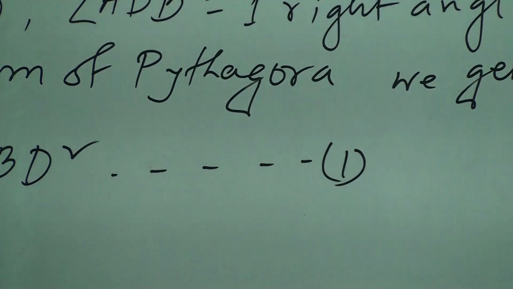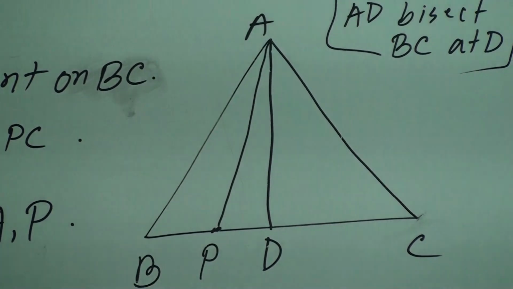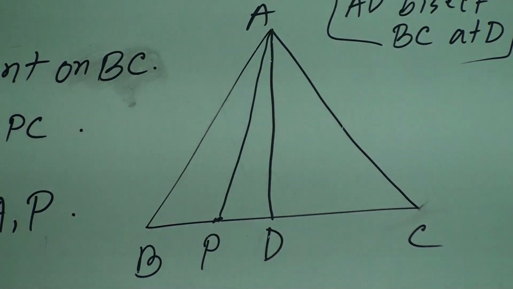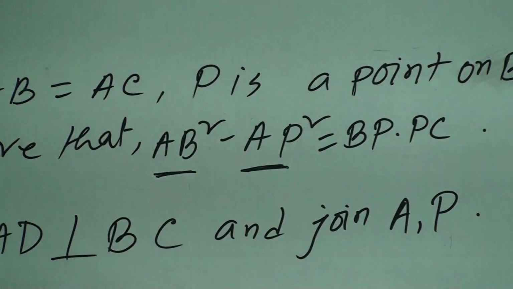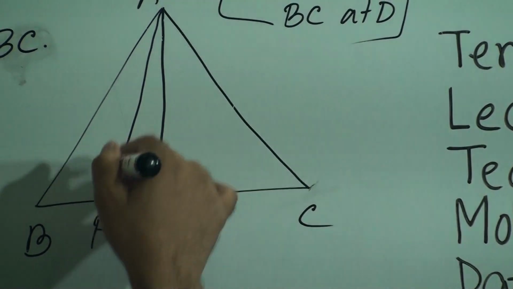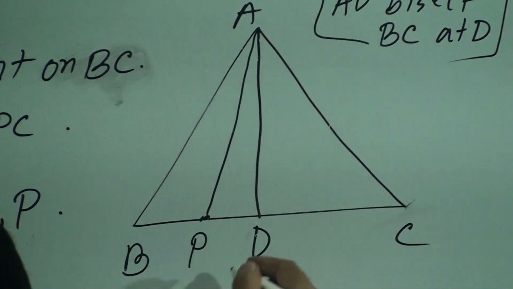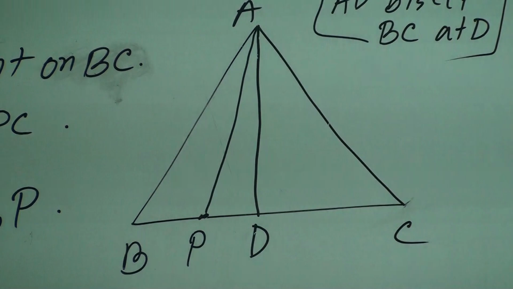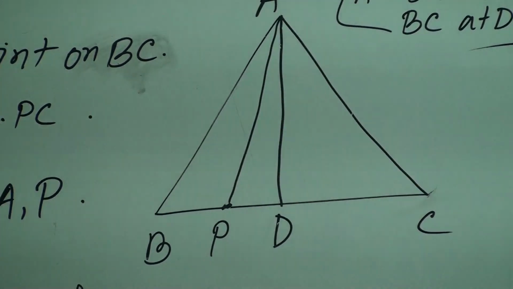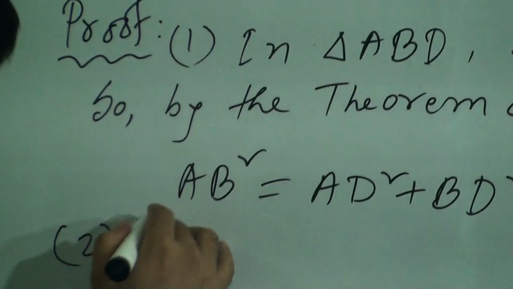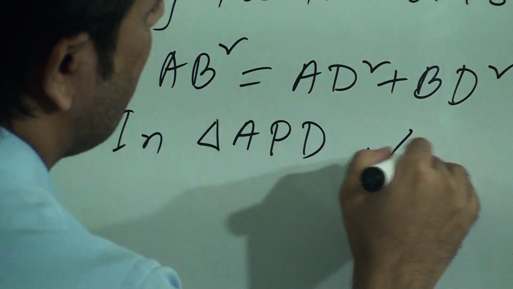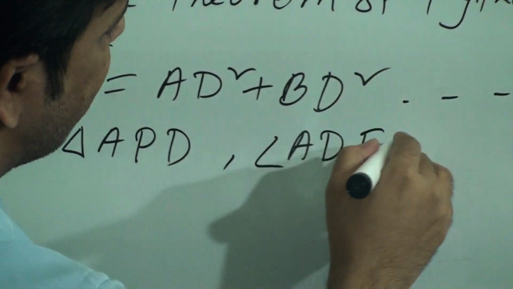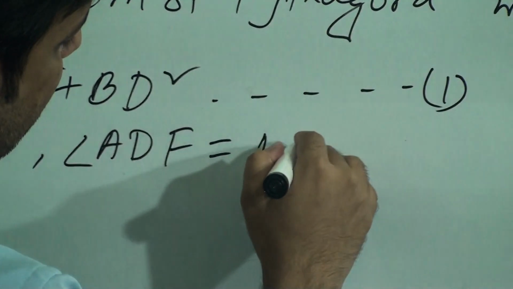Now consider another triangle, APD. Why do we need to consider the triangle APD? Now see, we need to determine AP square. We have determined AB square. Now we need AP square. As we need AP square, we have to consider the triangle APD, and this triangle is also a right angle triangle. So we can write here step 2: in triangle APD, angle ADP is equal to one right angle.